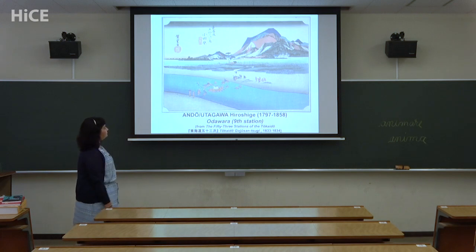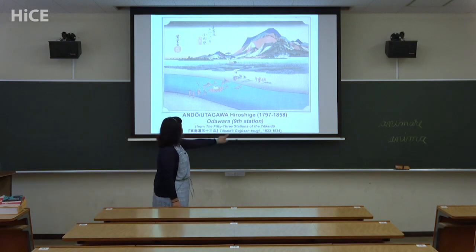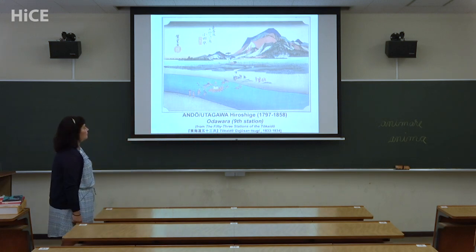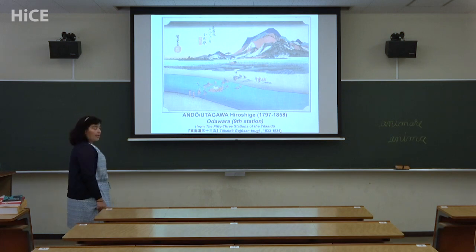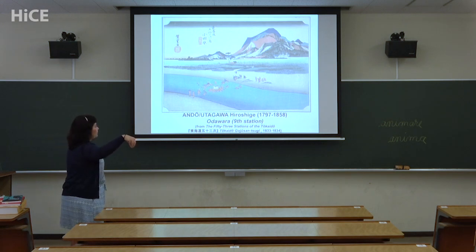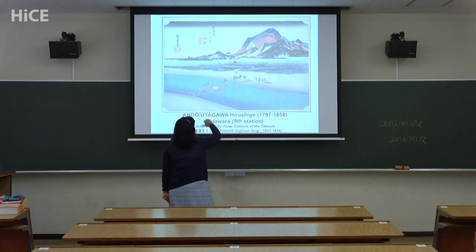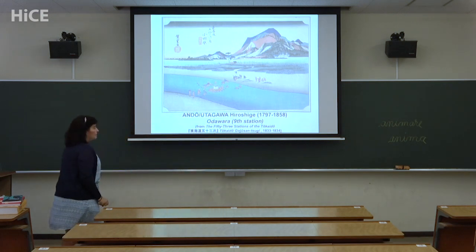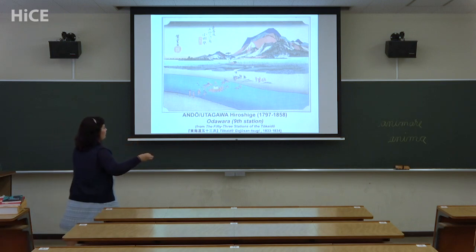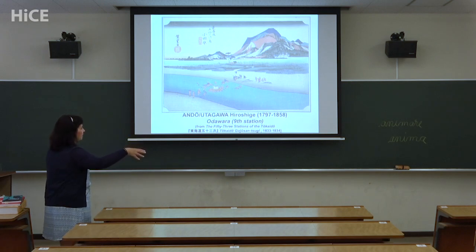This is another very famous work by Hiroshige, the 53 Stations of the Tokaido, also a very famous ukiyo-e, images of the floating world. Again, the perspective is very interesting. He sits somewhere here, like on a cloud or something, and observes these people crossing the river. This is very unusual, as I said, for the period of time. He cannot actually sit here, because he cannot fly in the sky.